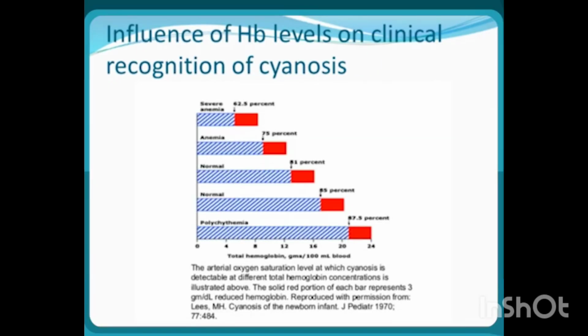So there is influence of hemoglobin level in the clinical recognition of cyanosis. Why? Because we need 5 gram per deciliter of reduced hemoglobin in the peripheral circulation, in the venules, to visibly see it as cyanosis. But when there is a severe anemia situation, reduced hemoglobin is very low because hemoglobin is very low. So in that particular situation, visible cyanosis occurs only when desaturation is very severe. While in polycythemia, you can clearly see the cyanosis even if the saturation is above 85%.